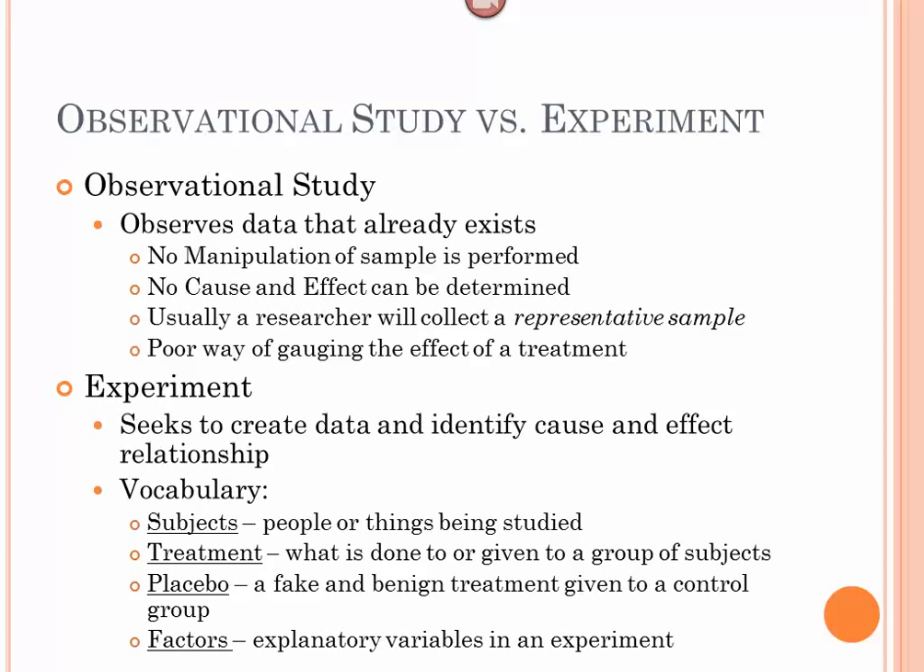And then factors are the explanatory variables in an experiment. Explanatory, if you recall, are the x's in an x and y relationship. They're the ones that are explaining. And so the treatment and the factors are very similar. Treatment is just a little bit more specific, but the factors are more of a generalization of what we're after.